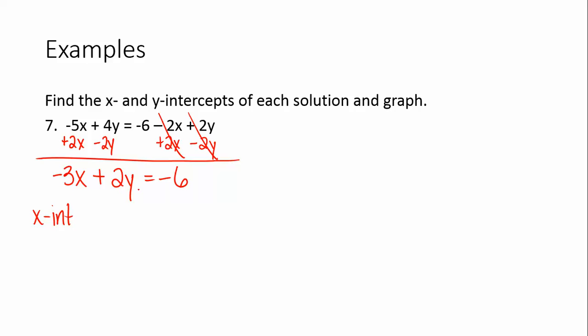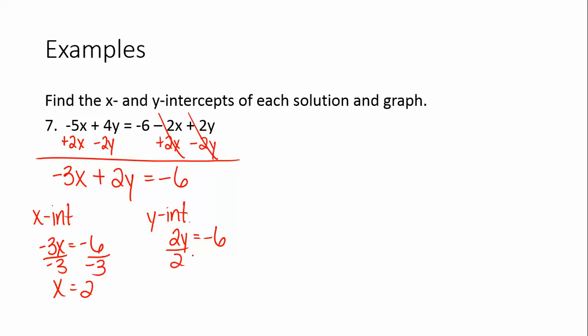X-intercept, the y term is going to disappear because I'm plugging 0 in for y. So we get negative 3x equals negative 6. Divide both sides by negative 3, and we get x equals 2. For a y-intercept, plugging in 0 for x, that term disappears, so we have 2y equals negative 6, divide by 2, and y equals negative 3.